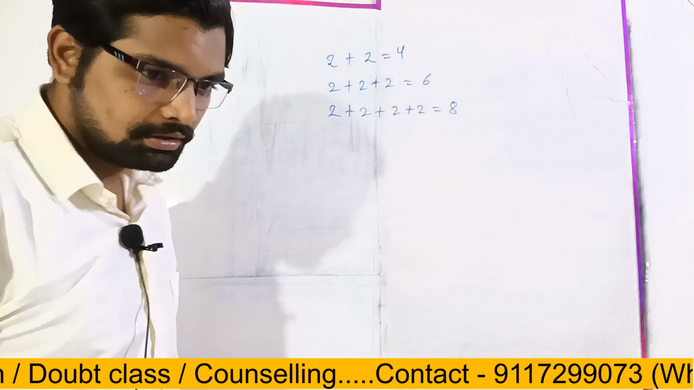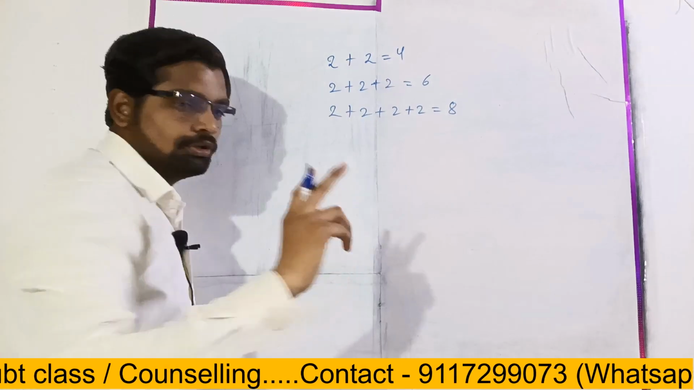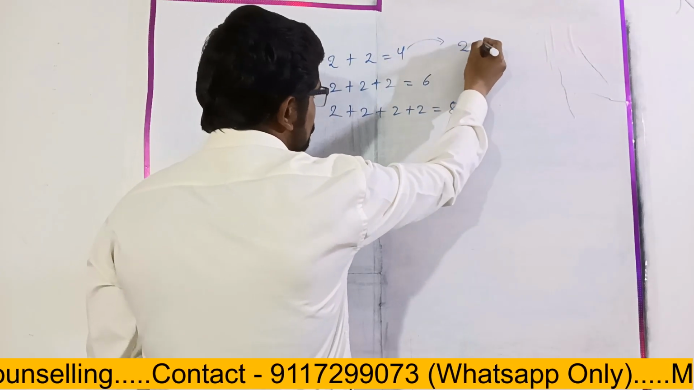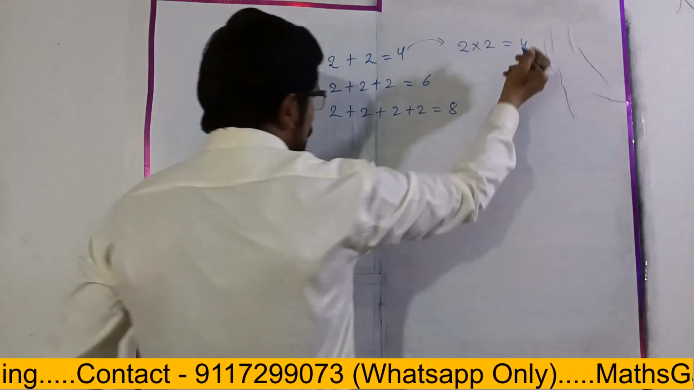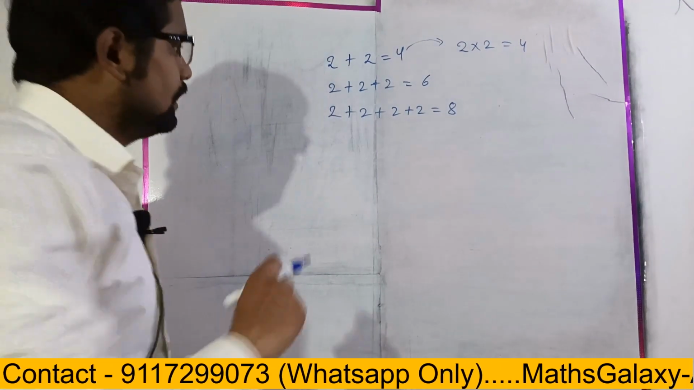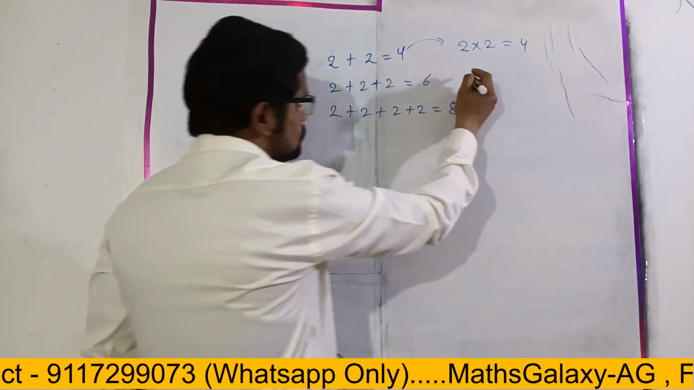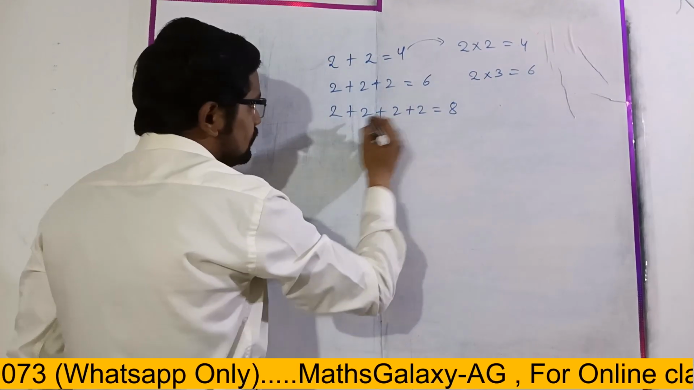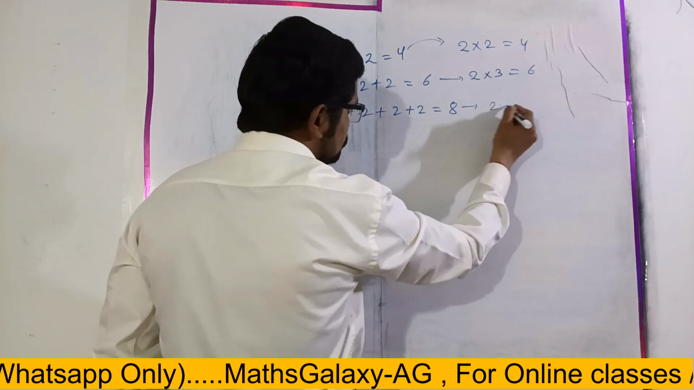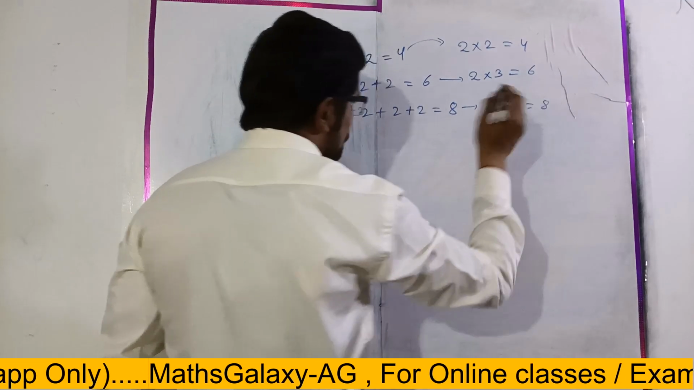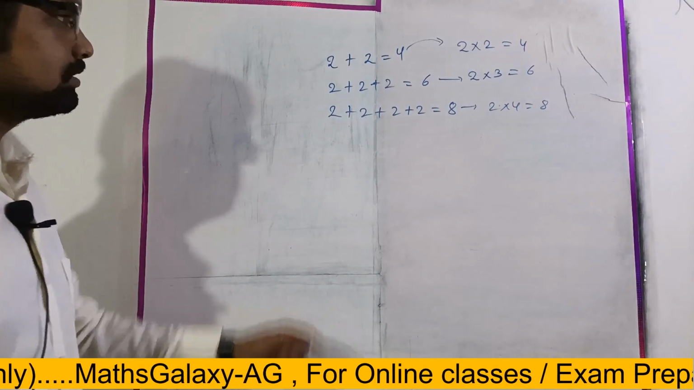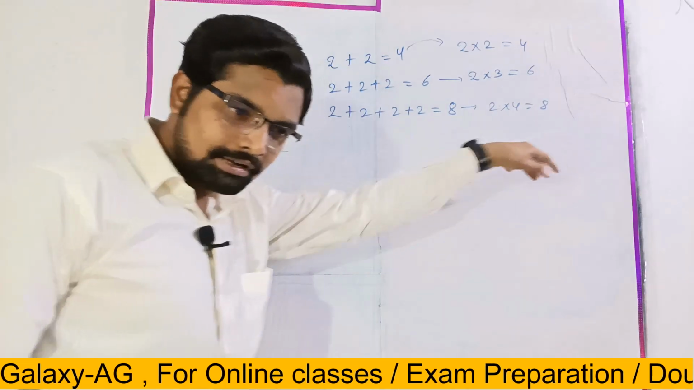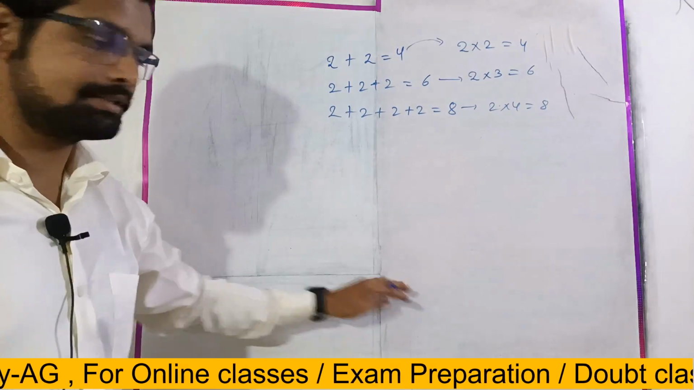As here 2 plus 2, 2 is written 2 times. So this can be written as 2 into 2, that will be 4, right? Here 2 is written 3 times, so it will be written as 2 into 3, 6. Here 2 is written 4 times, so it will be 8, right? This concept was for constants. Now let's come to variables.